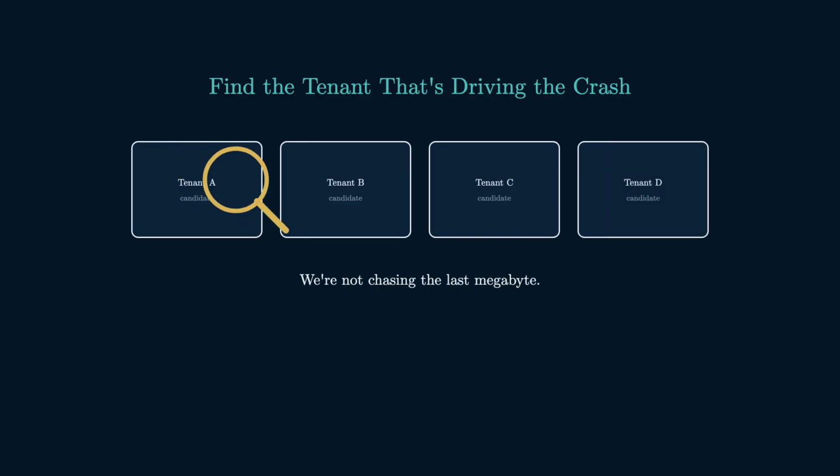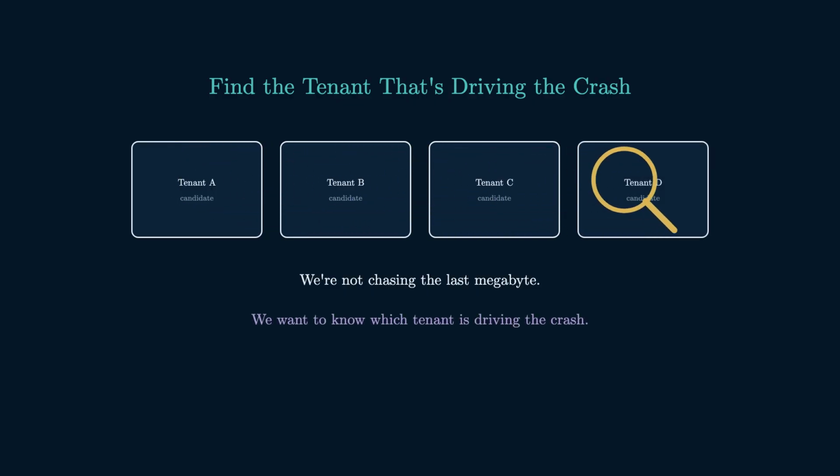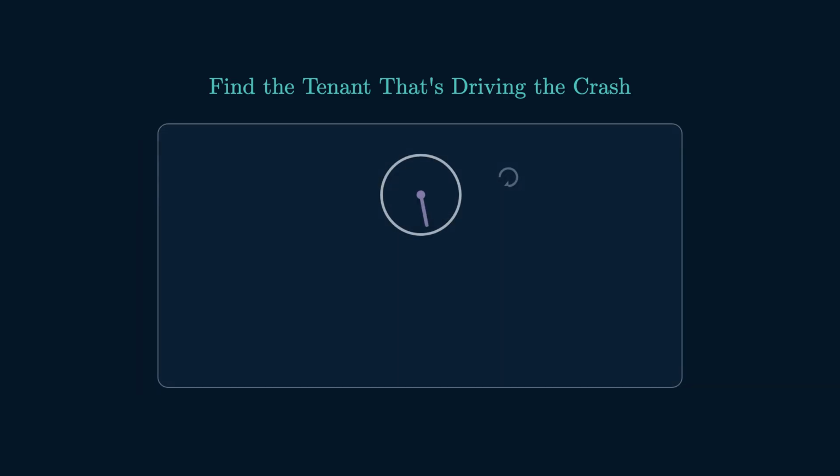We're not chasing the last megabyte here, we want to know which tenant is driving the crash. That distinction matters, because trial and error tweaking might land you on a config that runs, but it never explains why the previous one failed.